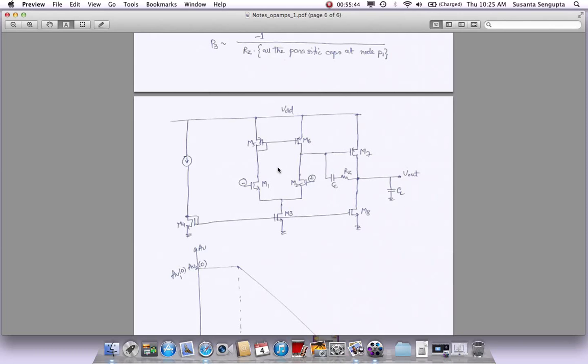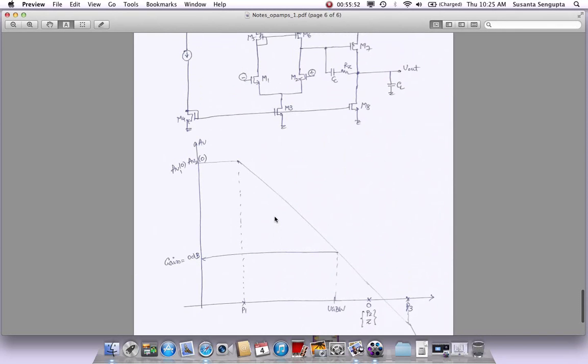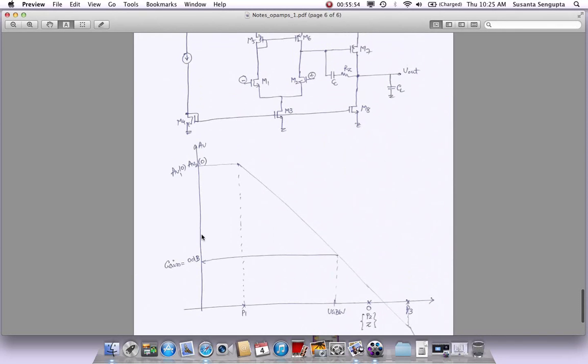But if you're designing a high frequency op-amp, even that pole will also come into the picture. Okay, so you have to keep that in mind. But in this analysis, I have not included that. So finally, by putting all this together, what is the plot we will get?